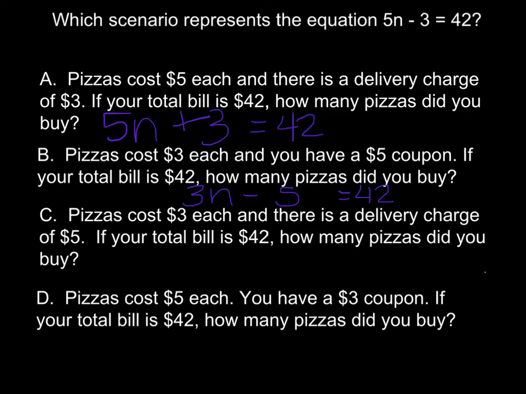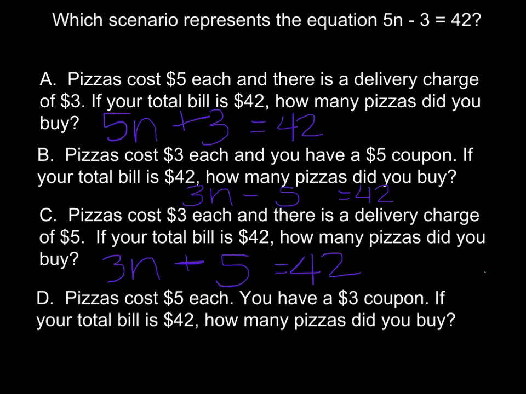Look at C. Pizzas cost $3 each, and there's a delivery charge of $5. If your total bill is $42, how many pizzas did you buy? Once again, our total is $42. Pizzas cost $3 each, so 3 times the number of pizzas, and then you have a delivery charge of $5. Remember from speaking about it in example A that a delivery charge is extra money that you are paying, so we would add the 5.